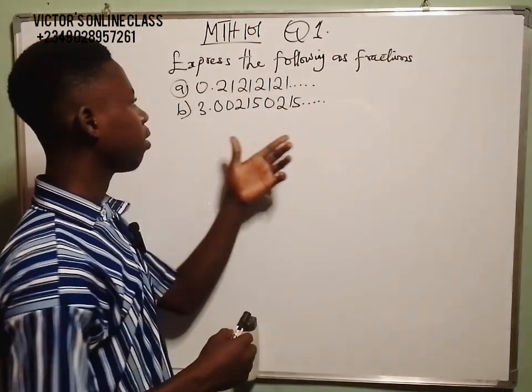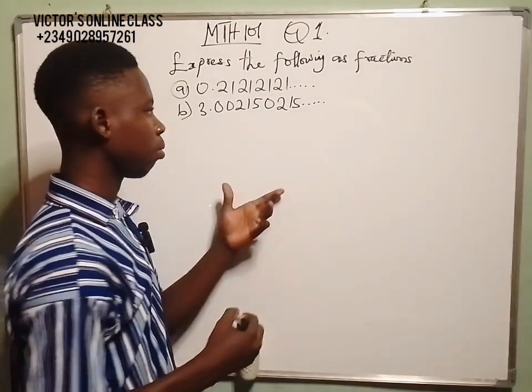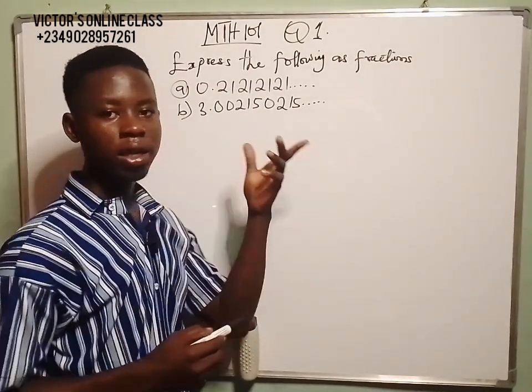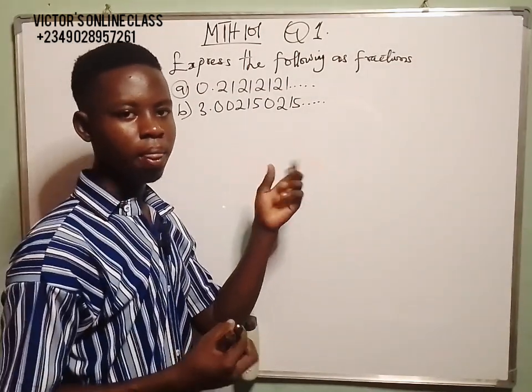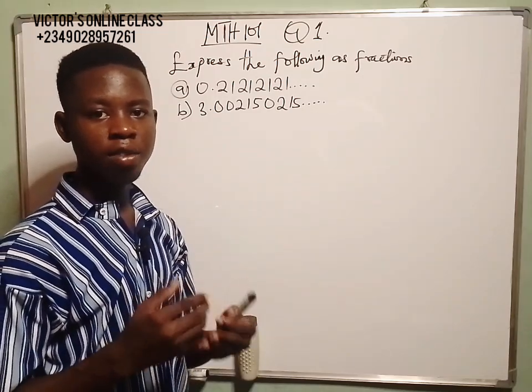Now we are asked to express the following as fractions. Whenever you are asked to express a decimal number as a fraction, it means that the decimal is a rational number. Now, how do you know a rational number? A rational number must have repeating values.